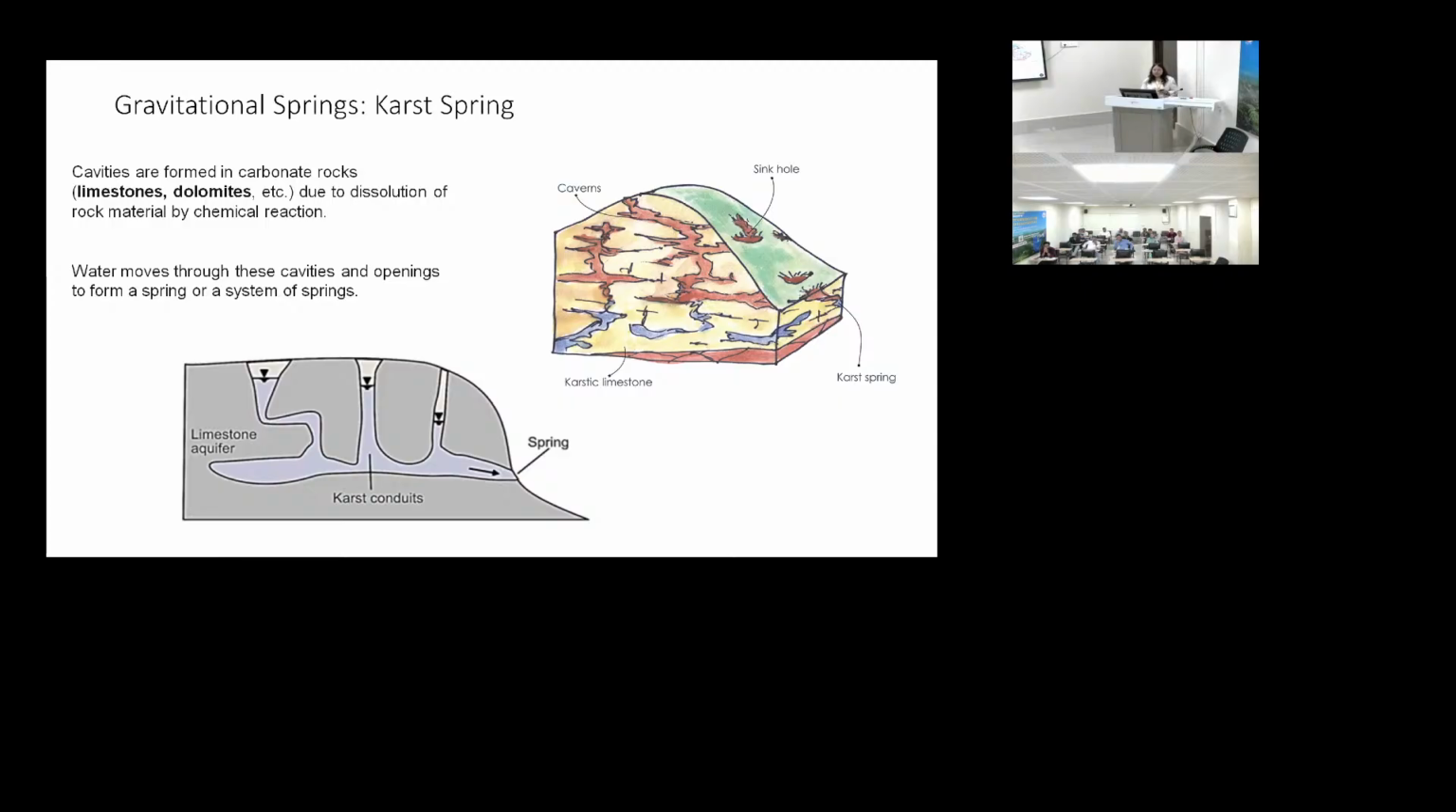Another sedimentary rock is the limestone. The most common type of spring, you must have all heard about, is the karst spring, because it is related to limestones and dolomites. Since limestone and dolomites are composed of calcium carbonate, they are highly soluble in water.